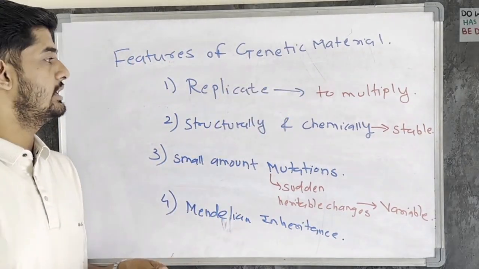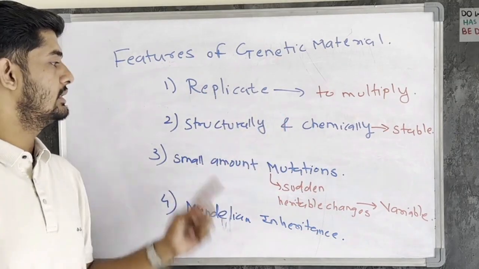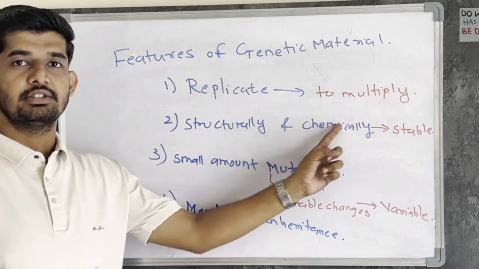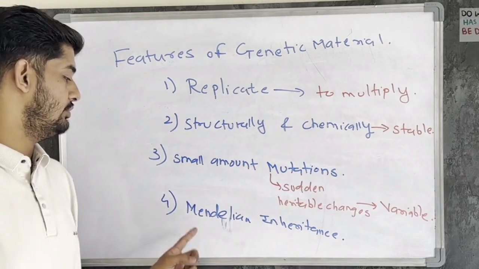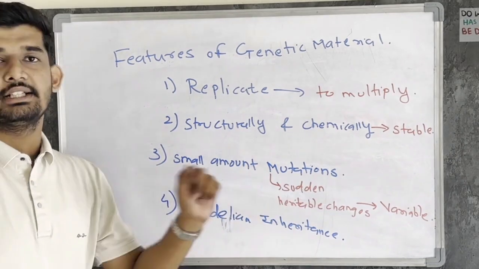That is, first, it should be able to replicate itself. Second, it should be chemically stable. Third, it should allow a small amount of variations. And fourth, it should follow the laws of Mendelian inheritance.